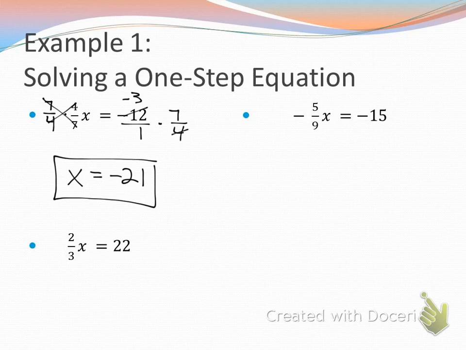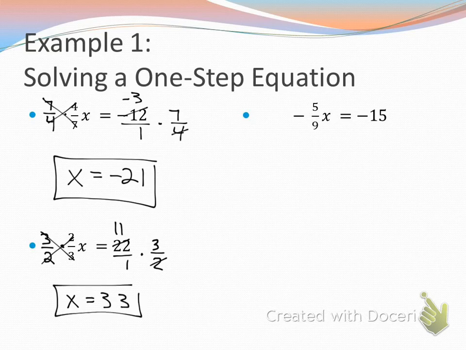2/3 x equals 22. Work this on a blank sheet of paper, we're not looking at our notes from Tuesday. All right, so what am I going to multiply both sides by? 3 over 2. That cancels. Multiply this side by 3 over 2. Cross reduce. And x equals what? 33. Very good.